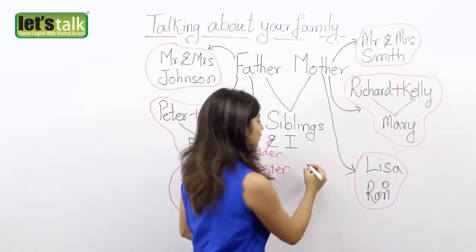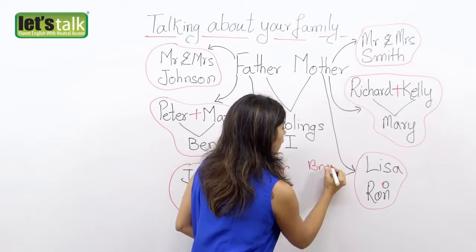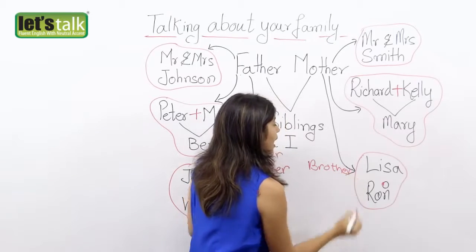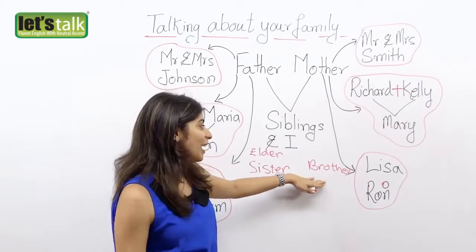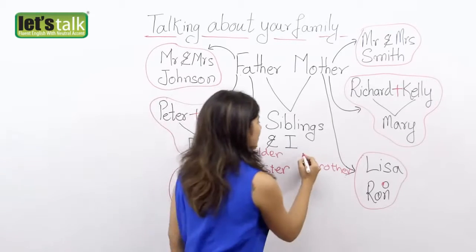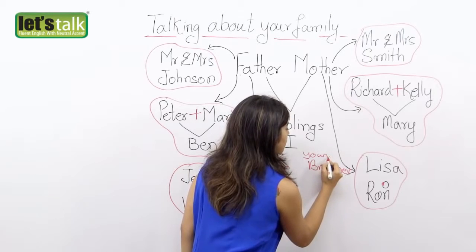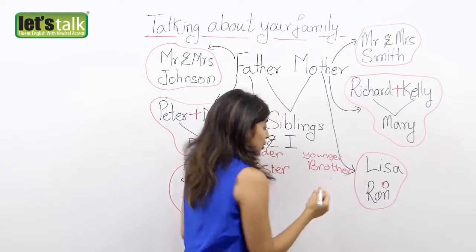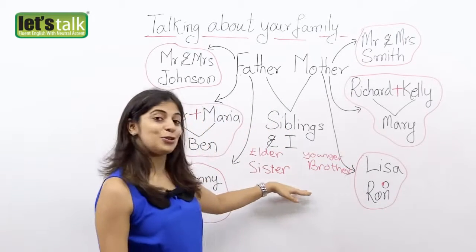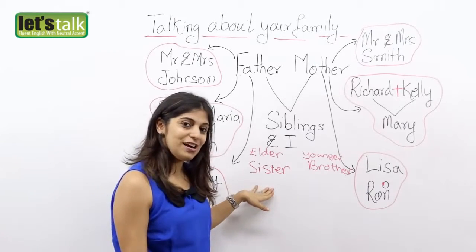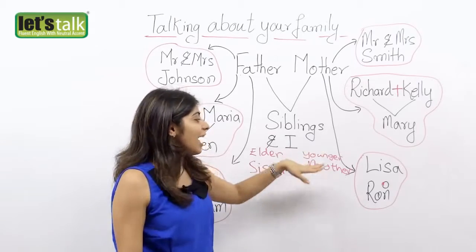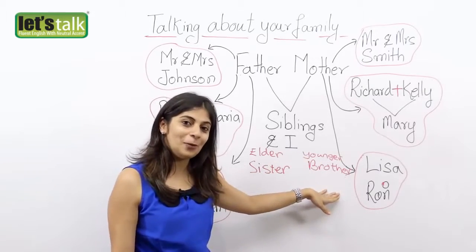And your brother, if he was born after you were born, he would be your younger brother. So when you have to talk about your siblings, you would say, I have an elder sister who works for a bank, and I have a younger brother who goes to a school.